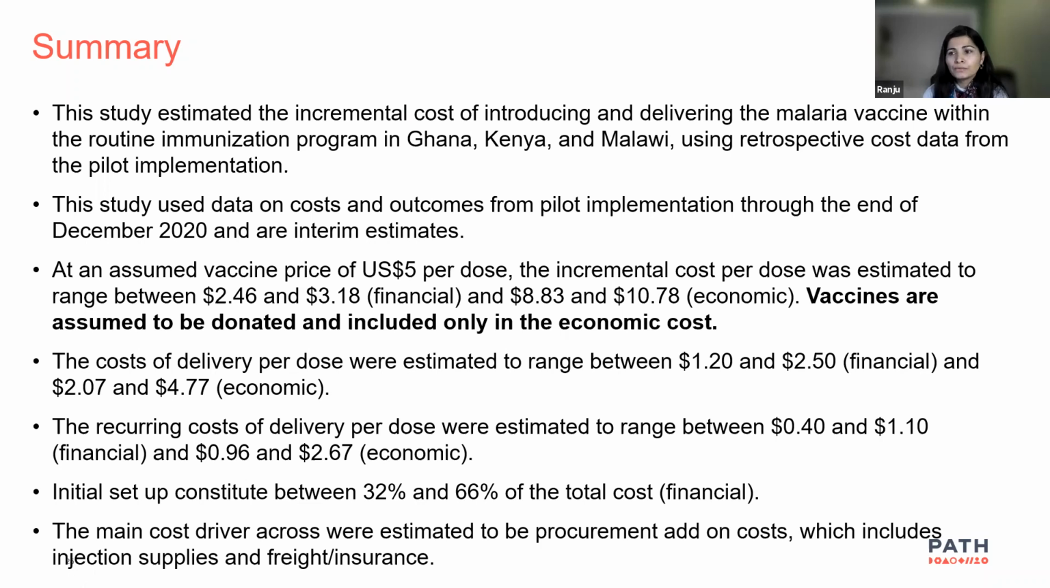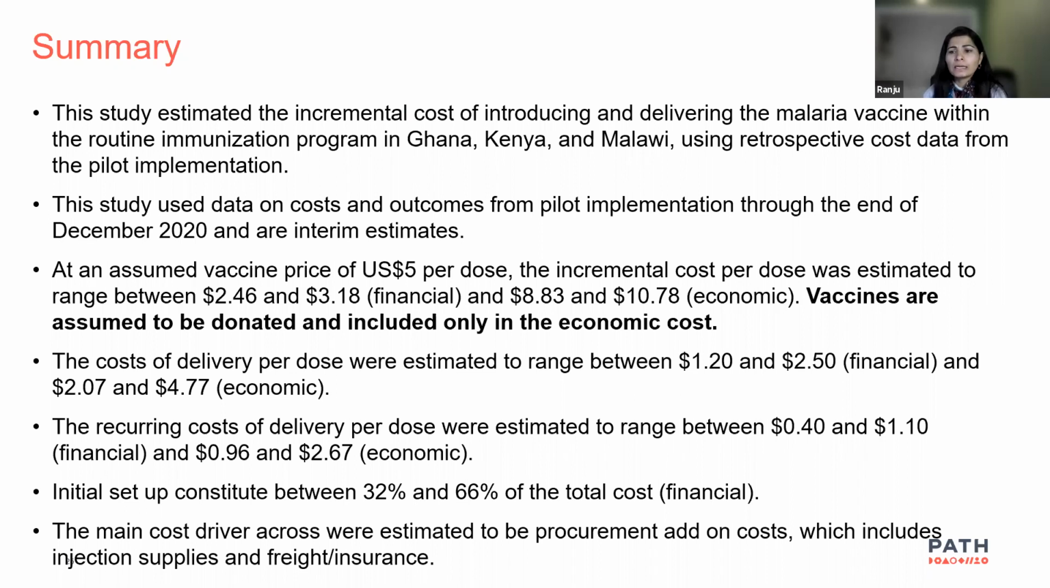On the cost per dose of delivering the vaccine, which includes the non-vaccine cost of delivery, it ranged between $1.20 to $2.50 for the financial, and $2.40 up to $4.70 for the economic. And more importantly, the recurring cost of delivery, which we believe is more reflective as a long-term cost for the government, ranges somewhere between 40 cents to $1.10 for the financial, and about $1 to $2.60 for the economic.